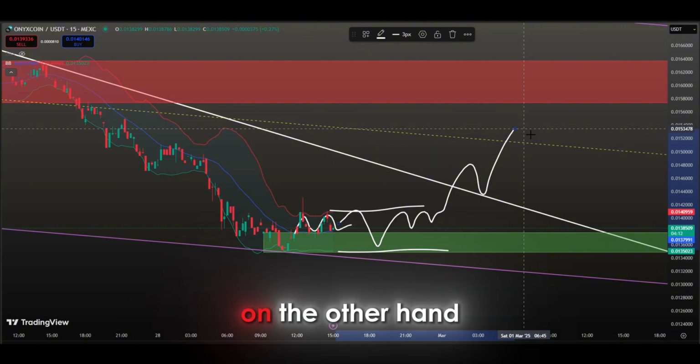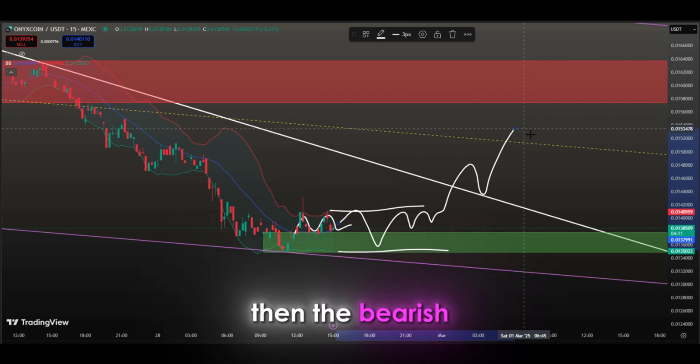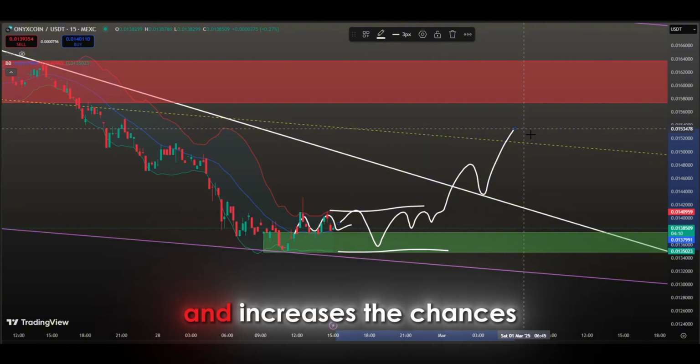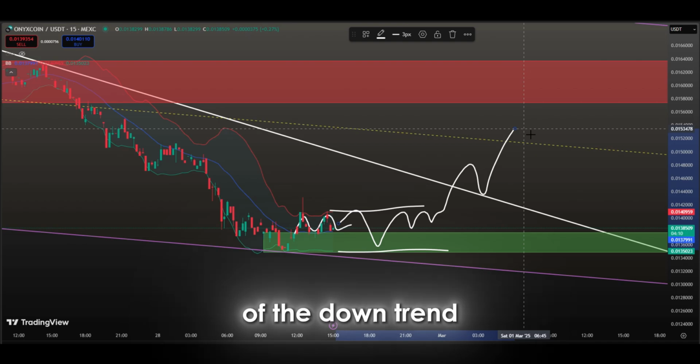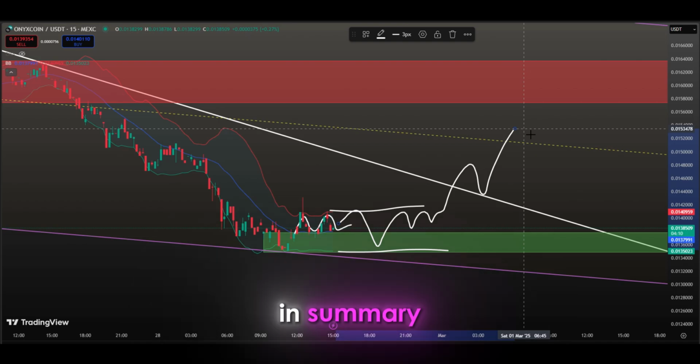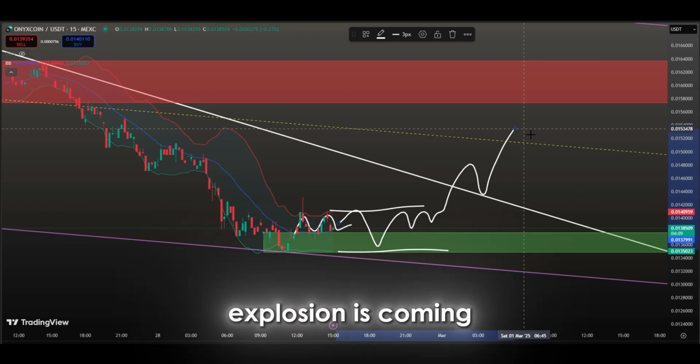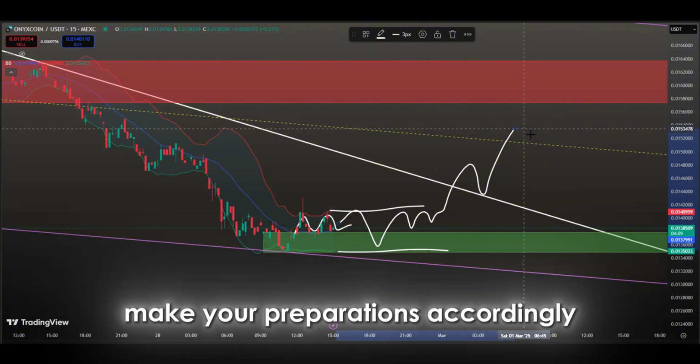On the other hand, if the price heads towards the lower band of the Bollinger Bands and breaks it to the downside, then the bearish bias may strengthen. A break below the bands indicates that the price may test lower levels and increases the chances of a continuation of the downtrend. In summary, know that an explosion is coming after this squeeze, and you can make your preparations accordingly.